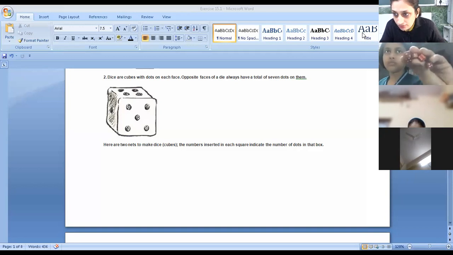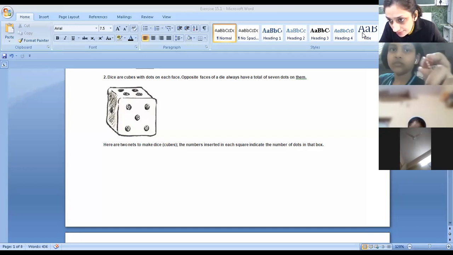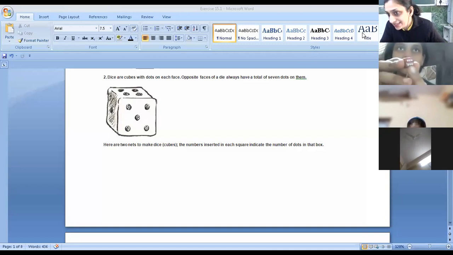Just show me. Only one dice you show me, Avika. See, opposite of 1, what is the number which is given? Opposite of 1 which is given? 6. So 6 plus 1 is 7. And the opposite side of 6 is 1. So 6 plus 1 is always 7.